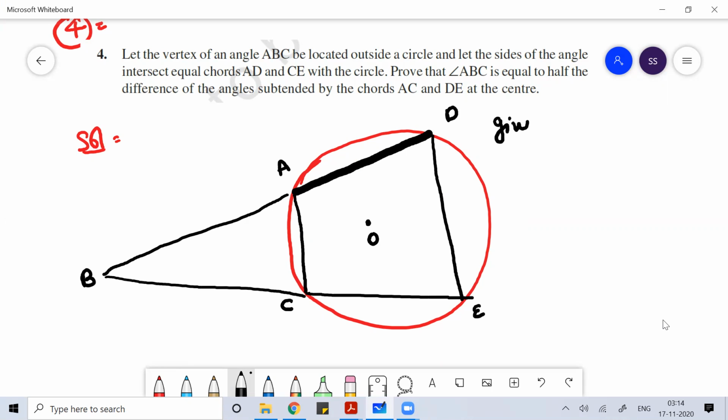What is given? It is given that AD is equal to CE. Let the sides of the angle intersect equal chords AD and CE with the circle. So AD is given equal to CE.